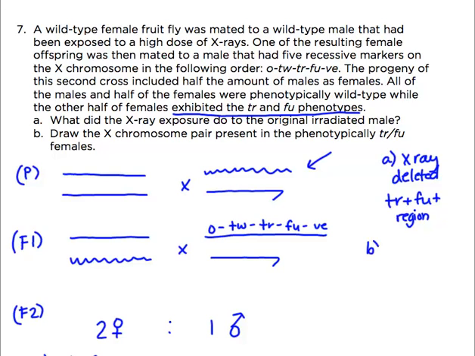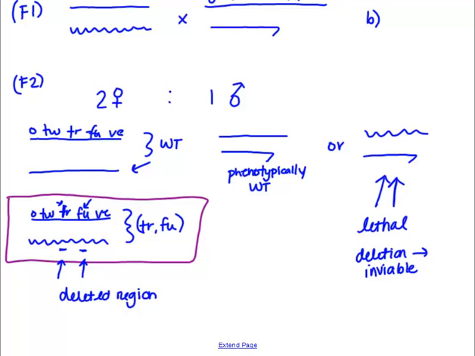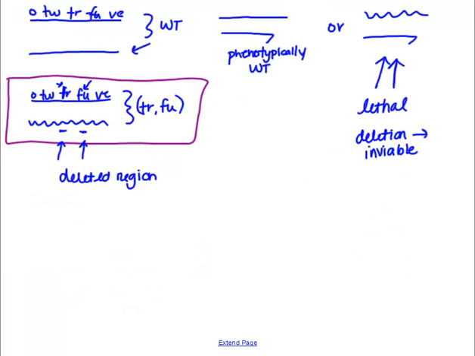Now for question B, it says draw the X chromosome pair present in the phenotypically TR-FU females. So this is down here. I'll erase that up there, and we can answer B down here. These TR-FU females have one chromosome that had all recessive alleles from their father, so it's O, TW, TR, FU, VE. And the other chromosome they had was from the irradiated original male, and that had the deleted region of TR-FU.